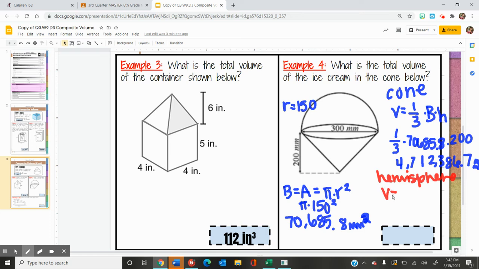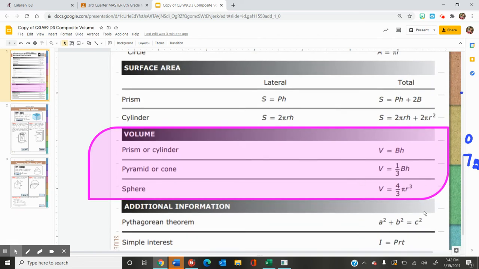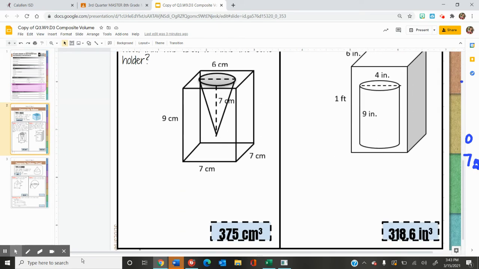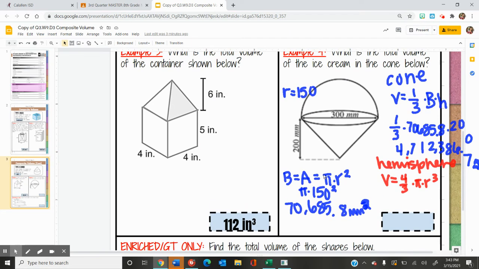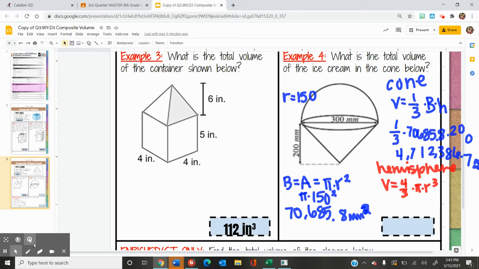So the formula for volume of a sphere is 4/3 times pi times r cubed. Now, if you're lost on where I got that formula from, when I go down to volume, it tells me the formula for volume of a sphere is 4/3 pi r cubed. And that's where I got that. Okay, so here in this formula, the only thing I need is the radius. So we've already established that my radius is 150. So this is going to be 4/3 times pi times 150 cubed.